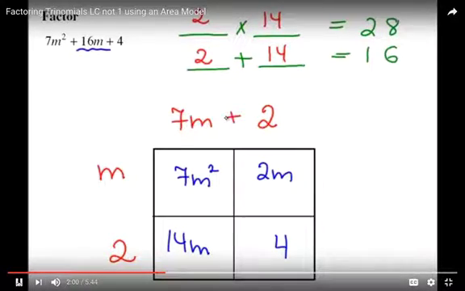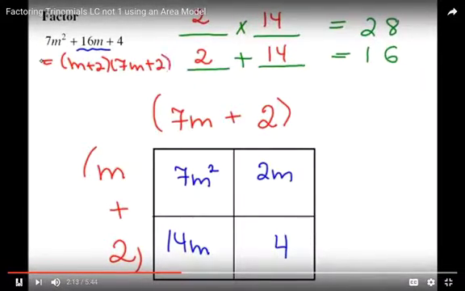So I have 7m plus 2, and I have m plus 2 as my length and my width. So we can go ahead and write that expression in factored form. M plus 2 times 7m plus 2. Those are the same. Why are they both the same? Because they both represent the area of that large rectangle.